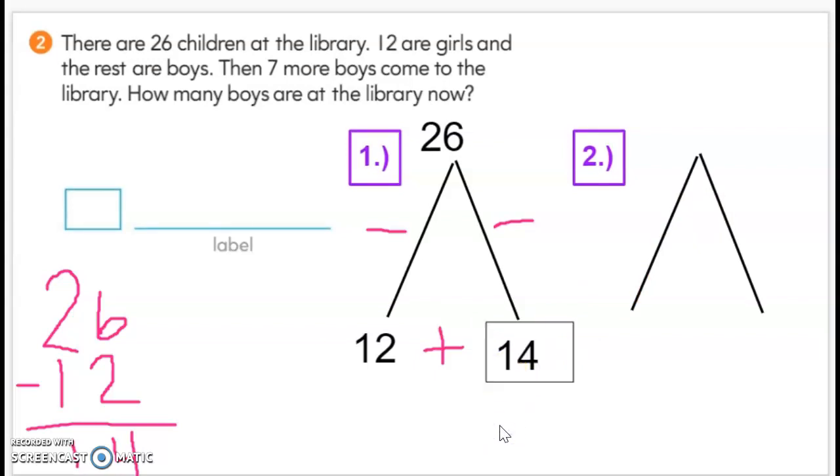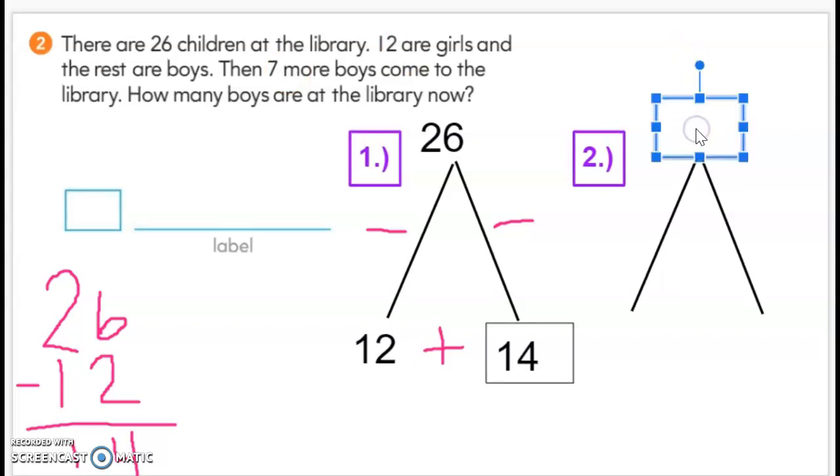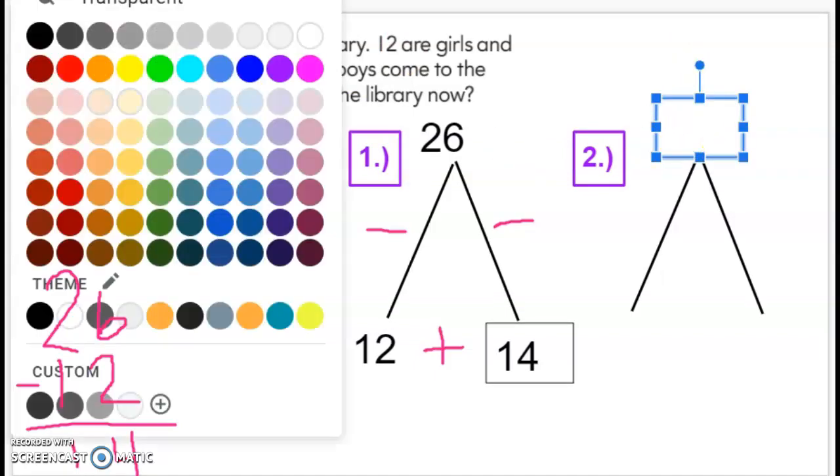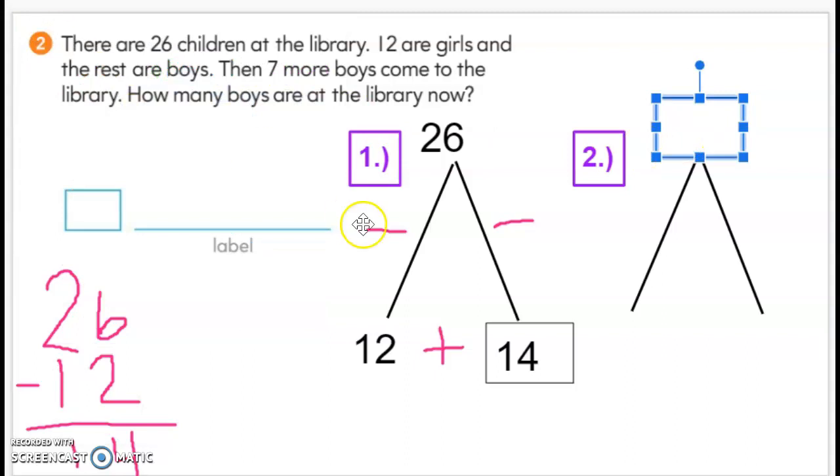Is that my final answer? No, because now let's read the second part. Then 7 more boys come to the library. How many boys are at the library now? Do we know the total amount of boys at the library now? Nope, that's what we're going to solve for. How many boys started at the library?